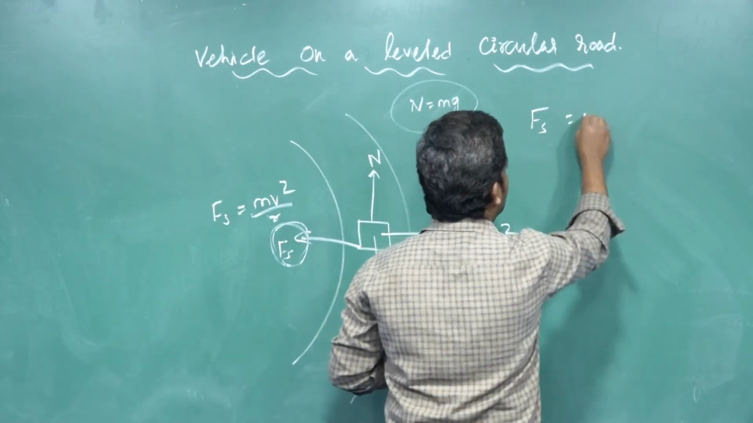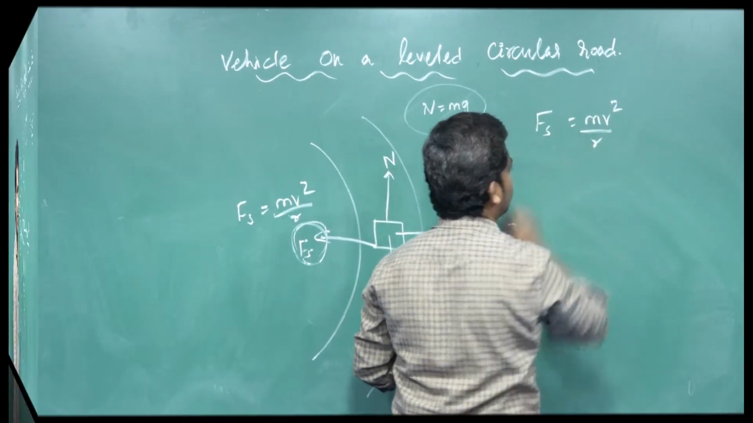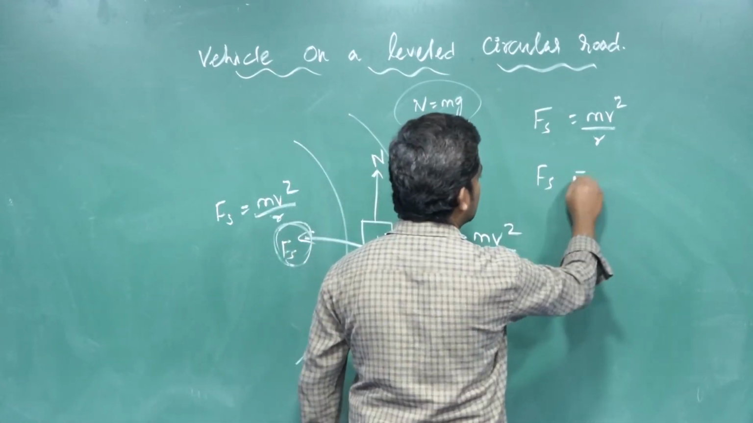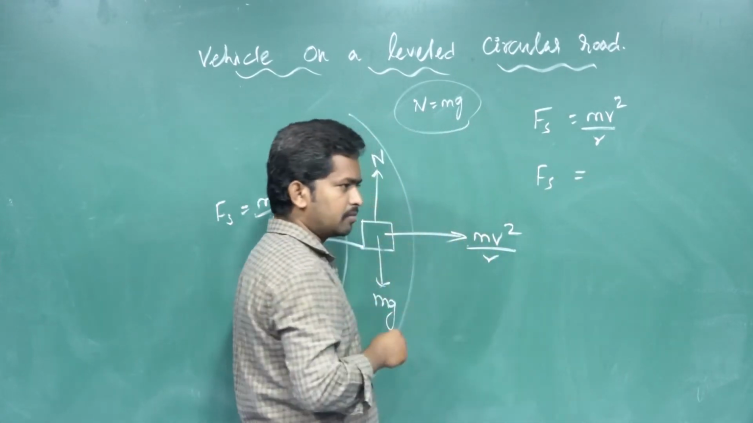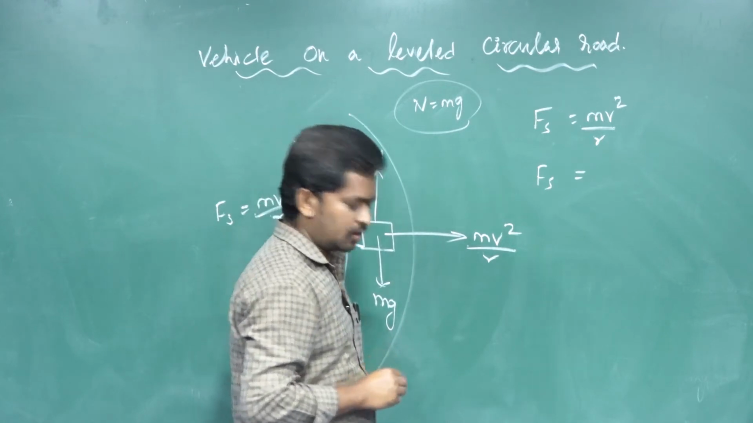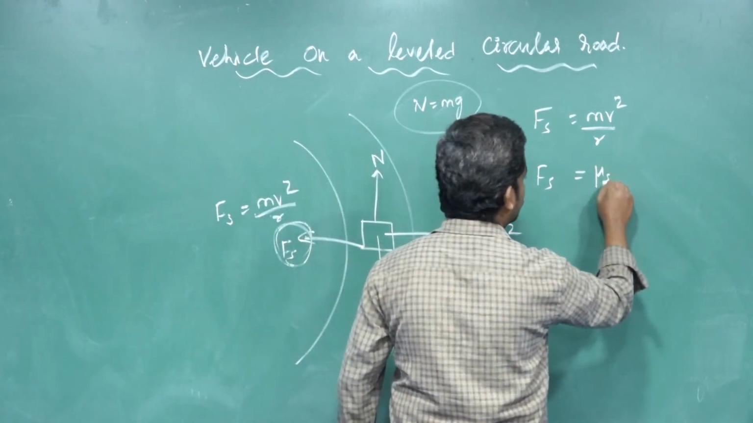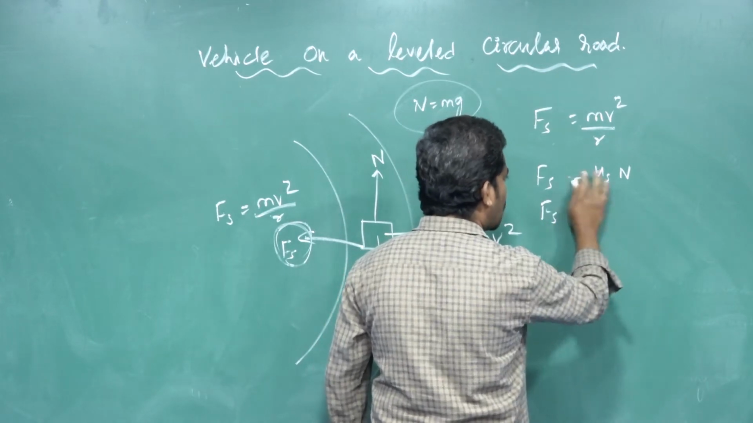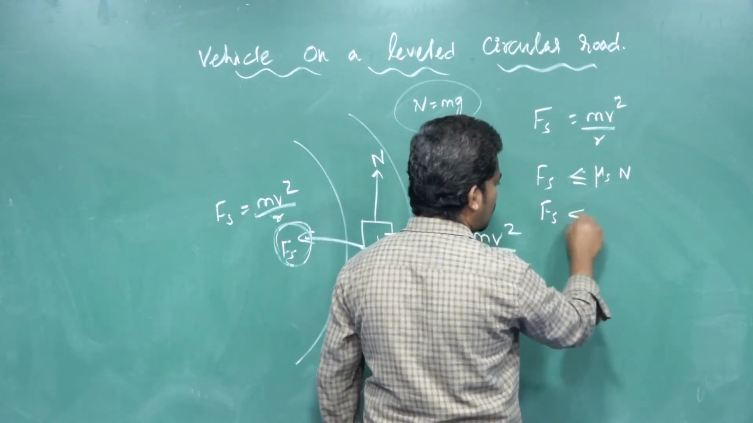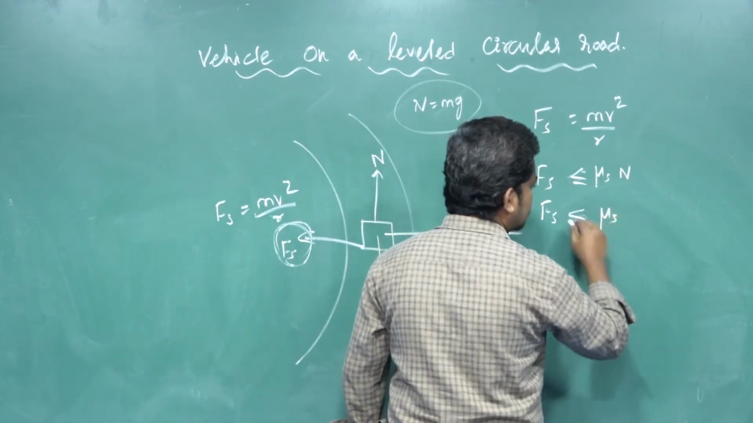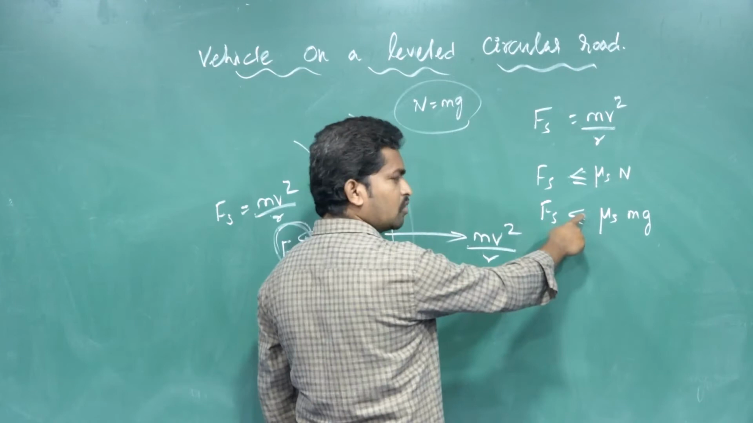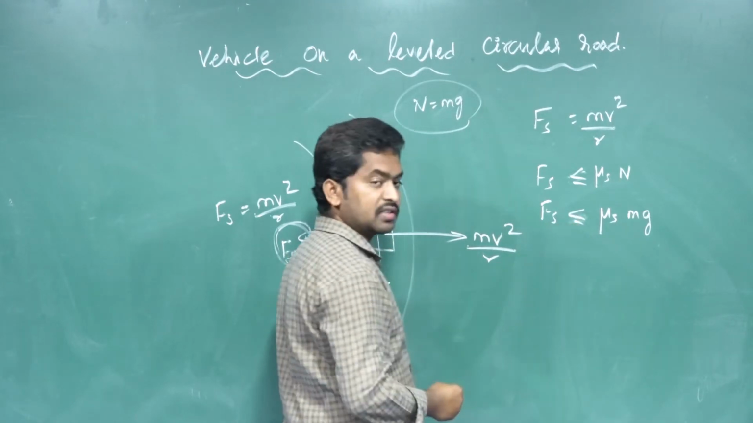Fs is equal to mv square divided by r. You know well, Fs is directly proportional to N. Fs is equal to mu s into N. So Fs is less than or equal to mu s into N, which is equal to mg. So Fs is less than or equal to mu s into mg.